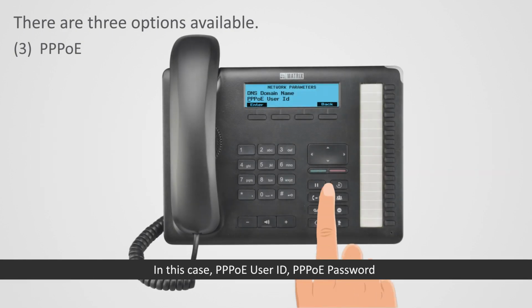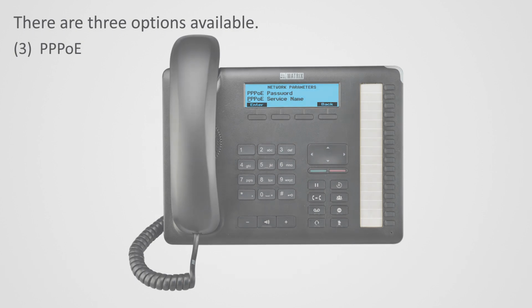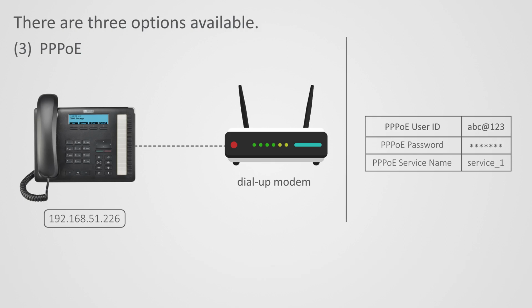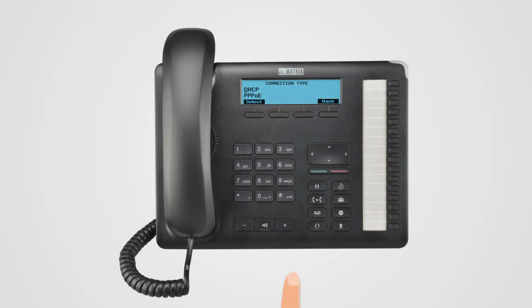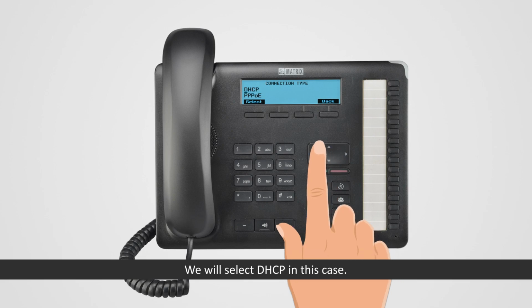In this case, PPPoE user ID, PPPoE password and PPPoE service name, that is optional, to be configured on SPARSH VP510E. PPPoE server will allot IP address to SPARSH VP510E after receiving the dial-up request from the phone. We will select DHCP in this case.